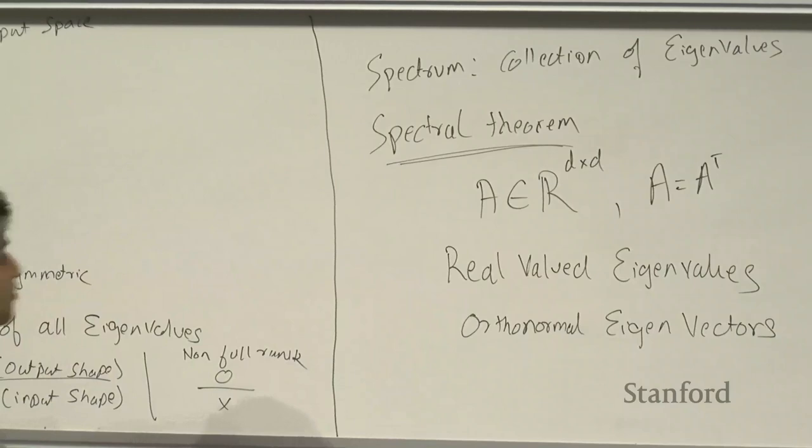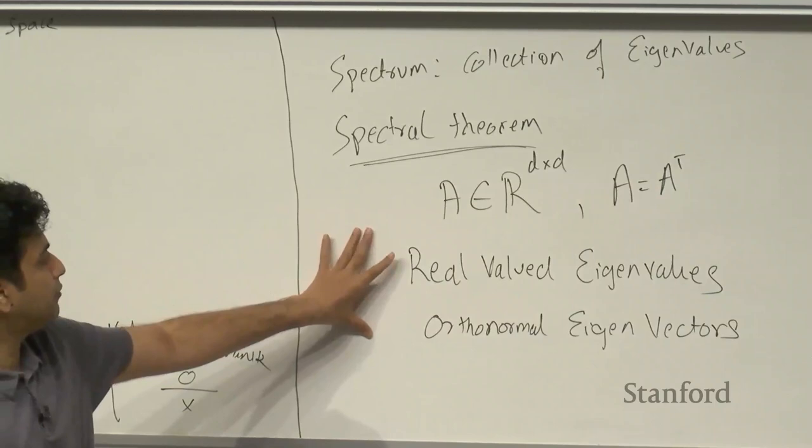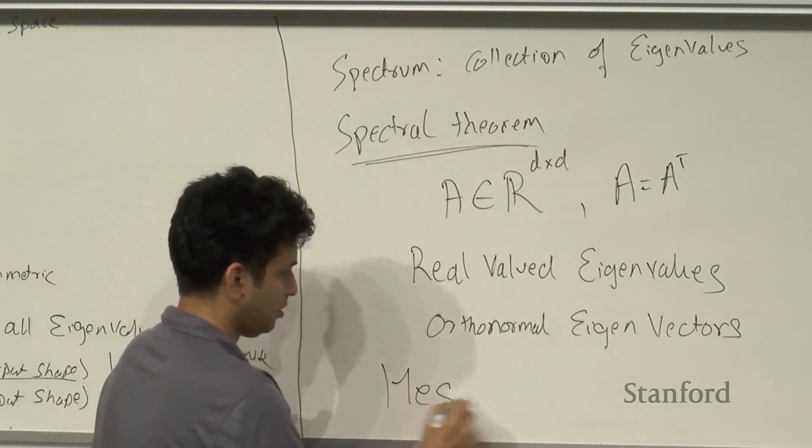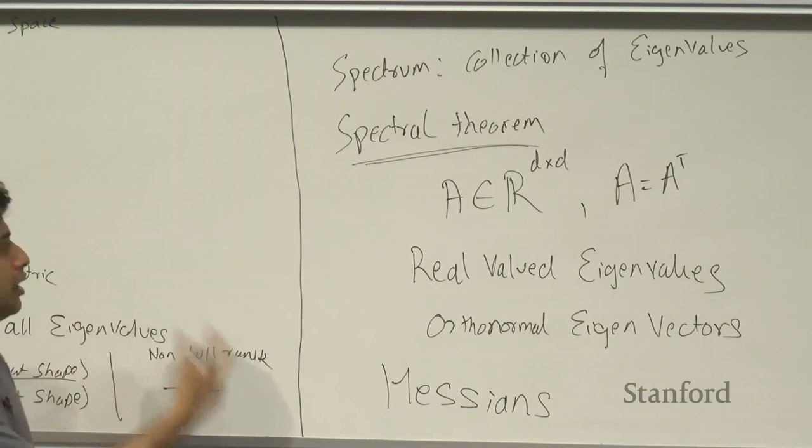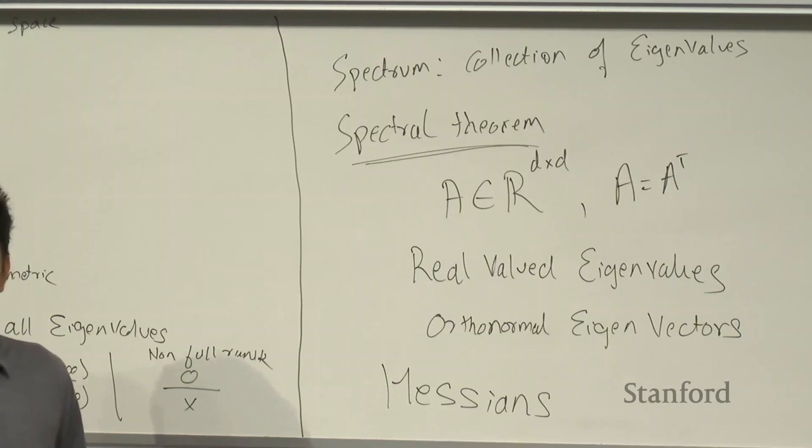And this actually covers a whole lot of different matrices that we are interested in. For example, Hessians are square matrices and they are symmetric, which means they have real valued eigenvalues. All their eigenvalues are real. Some could be zero, some could be negative, but they're all real valued. There are no complex eigenvalues. That's what it means. And they have orthonormal eigenvectors.